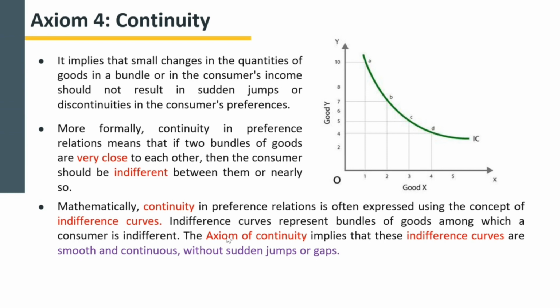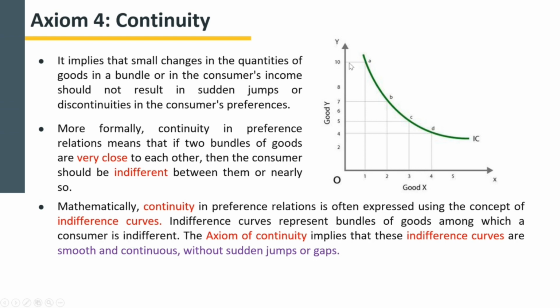In a more formal way, this axiom on the preference relation means that if two bundles of goods are very close to each other, then the consumer should be indifferent or nearly indifferent between them. And in terms of mathematics, this axiom on the preference relation is often expressed using the concept of indifference curves.